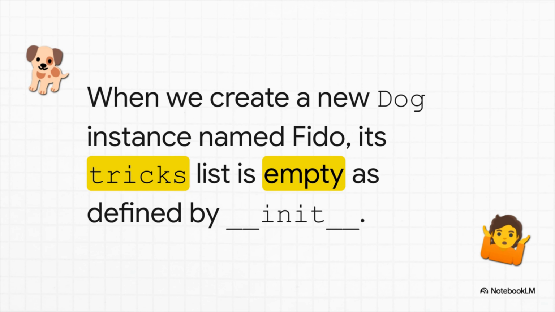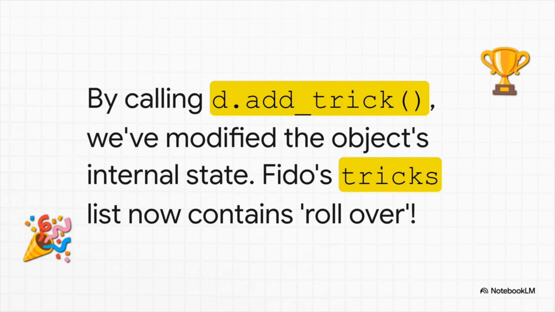So let's see this in action. We create our instance, Fido: d = Dog('Fido'). If we immediately check his list of tricks, yep, it's empty, just like we told it to be in the __init__ method. And now for the cool part. We call the add_trick method on our Fido instance. We tell Fido to add the trick 'roll over'. And boom. If we check his tricks list again, it now has 'roll over' in it. We've changed the internal state of that specific object. And the really crucial part? If we had another dog, Buddy, his tricks list would still be totally empty. Each object is its own little world.